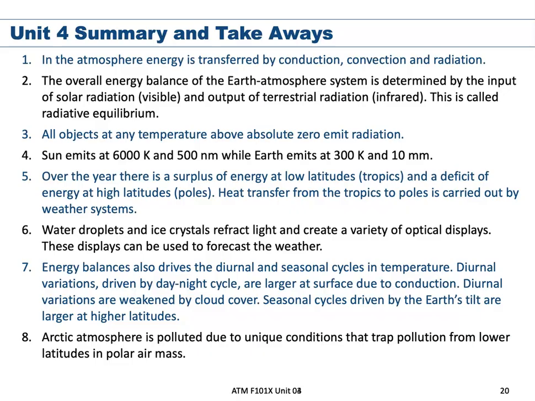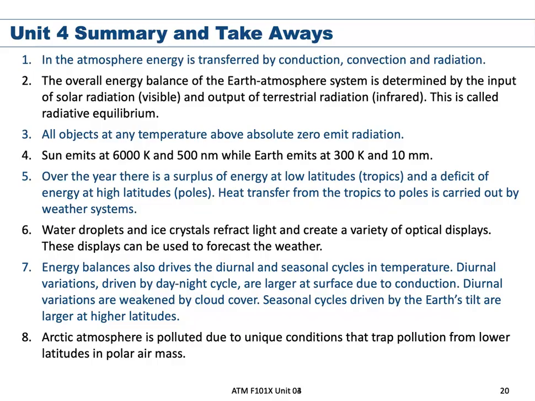4. The Sun at 6000 Kelvin emits light at about 500 nanometers, while the Earth at 300 Kelvin emits at about 10 microns. 5. Over the year, there is a surplus of energy at low latitudes in the tropics and a deficit of energy at high latitudes near the poles. Energy transfer from the tropics to the poles is carried out by weather systems. 6. Water droplets and ice crystals refract light and create a variety of optical displays. These displays can be used to forecast the weather.